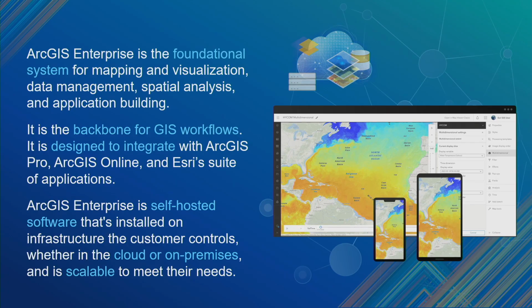We know Enterprise also often needs to work with other ArcGIS products. You might be using the full ArcGIS platform from ArcGIS Pro to ArcGIS Online, as well as our full suite of applications. And Enterprise integrates with all of those products as well. The unique thing about ArcGIS Enterprise is that it's self-hosted software, so it's going to be installed on infrastructure that you control. You'll decide whether you want that infrastructure to be in the cloud or on premises, on physical servers, and then you'll scale it up to meet your needs.